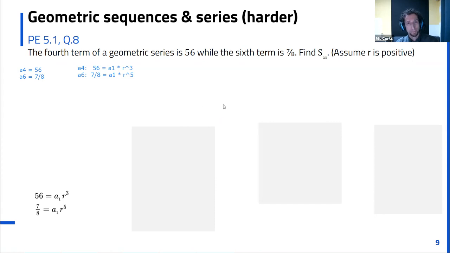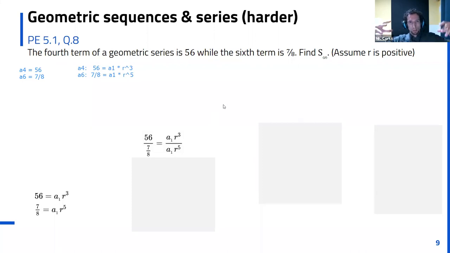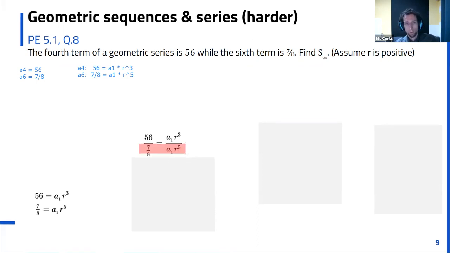Divide them. Divide them. So just like we talked about before, the two sides are equal. If I take the first one, 56 equals A1 times R cubed, and divide both sides by the same thing, it stays balanced, so it's fine. And this 7/8 equals A1 times R to the exponent 5. We don't know what A1 and R are, but we know that the two sides are equal, so it's balanced. So we're just taking the two equations and dividing: the left side by the other left side and the right side by the other right side. This is still a valid mathematical thing that we can do.